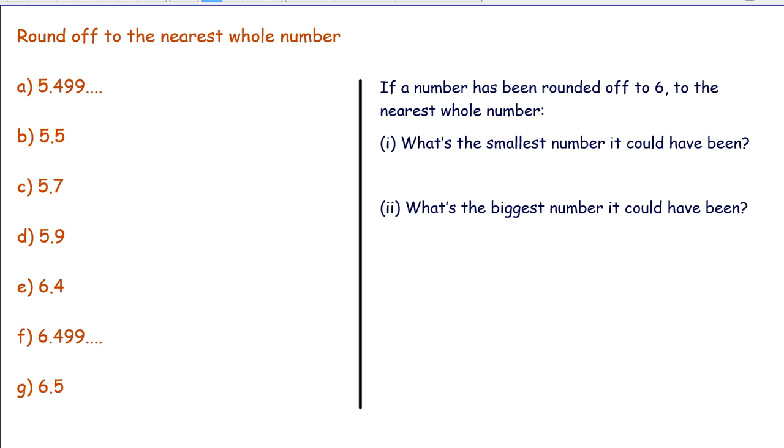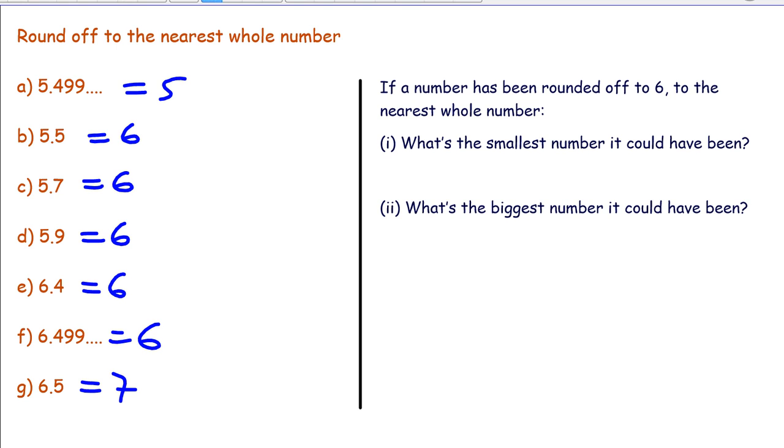Okay, I'll move on. Round off to the nearest whole number. So let's go ahead and round off these guys. That will round off to 5, to 6, to 6, to 6, to 6, to 6, but that will round off to 7. So if a number has been rounded off to 6 to the nearest whole number, what is the smallest number it could have been? Of course, the smallest number it could have been is 5.5.